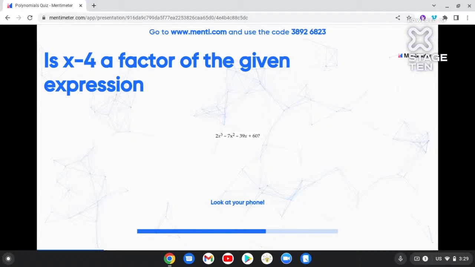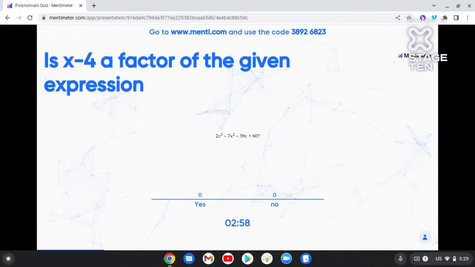Is x minus 4 a factor of the given expression? There's an expression given. You have to check if x minus 4 is a factor of it or not. Means you have to substitute the value using factor theorem, and then you will be able to find. If you're getting a 0, that means it is, and if you're not getting a 0, that means it is not a factor. If you're getting any remainder, that means that it is not there.